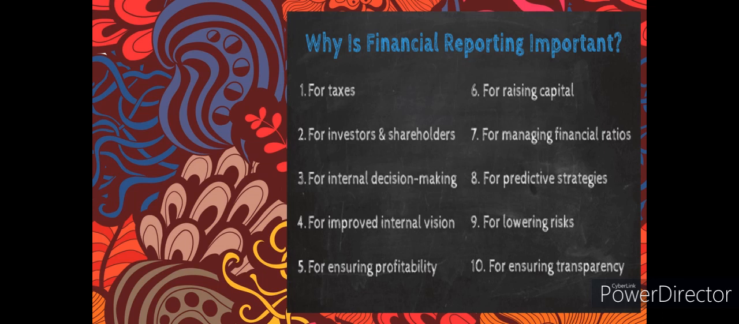Next is ensuring profitability. This financial reporting also depicts the profits of the company. Whatever we decided, whatever standard we set, according to that, are we getting the profit or not? So this financial reporting will help us take the information regarding the profitability of the company. We have different methods, different ways to show the profits.